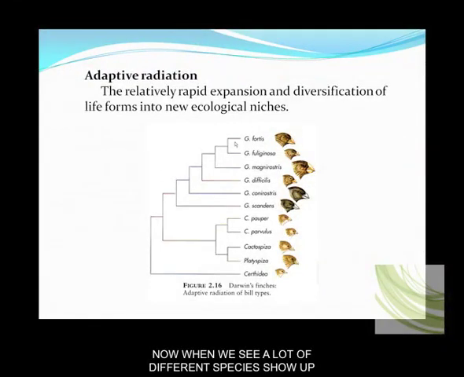Now, when we see a lot of different species show up at the same time, we call this adaptive radiation. So it's a rapid expansion and diversification of life forms into new ecological niches. A good example of this is after an extinction event, all of a sudden it's like all these niches or job openings open up, and so you see animals and other organisms evolve rapidly and take over those niches. So adaptive radiation is something that we see relatively frequently throughout the fossil record.